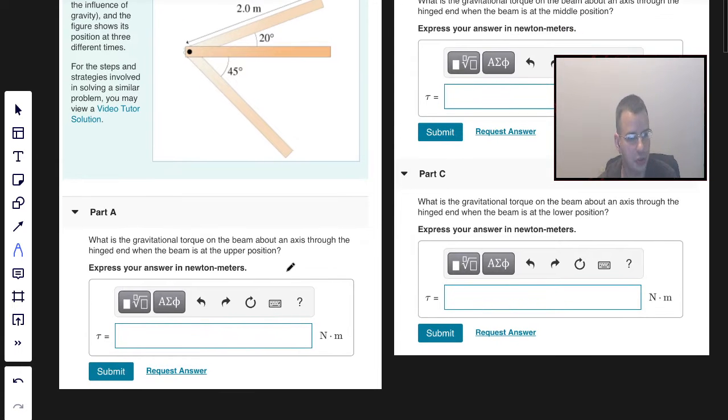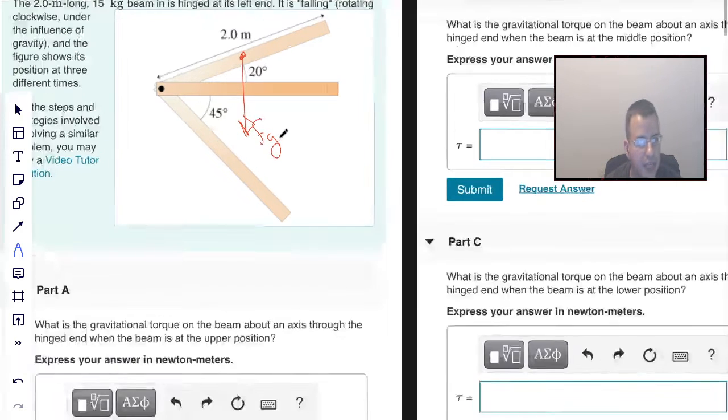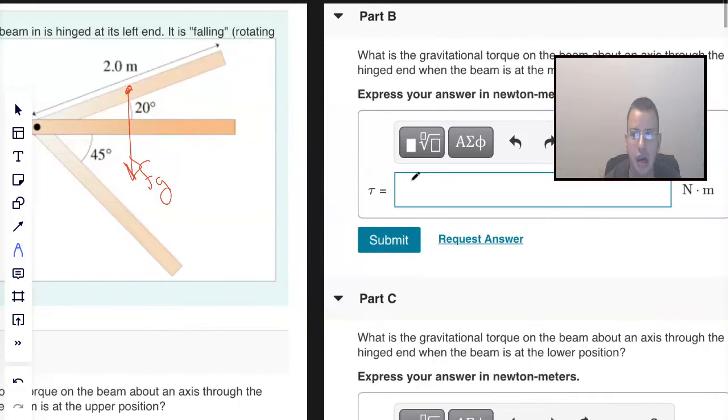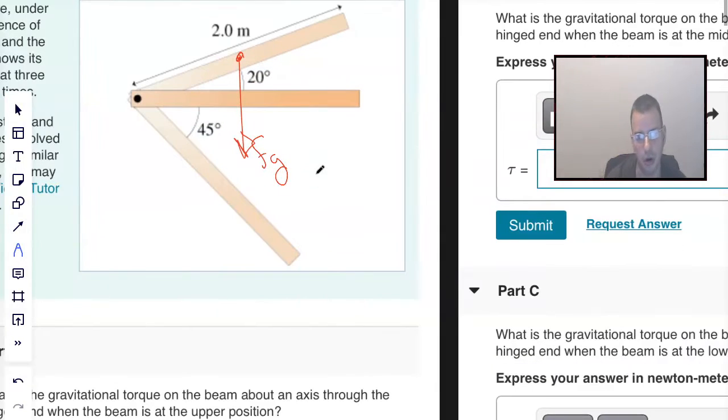What is the gravitational torque on the beam about an axis through the hinged end when the beam is at the upper position? Okay, so draw a picture real quick. That is going to be force gravity. We're going to do the top position, the middle position, and the lower position. So we're just basically going to do them all.